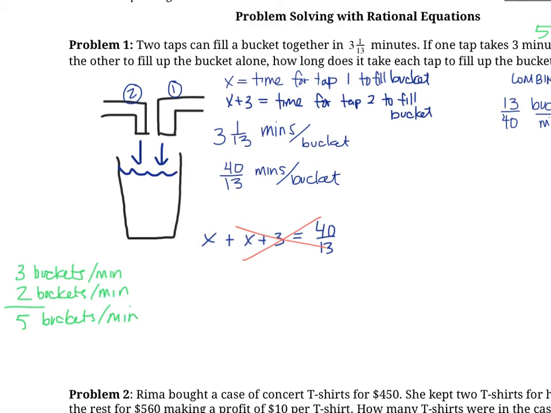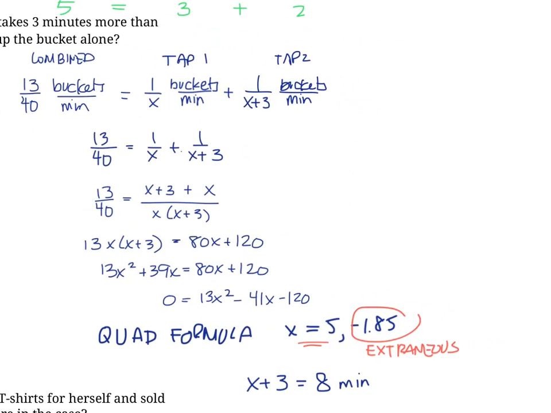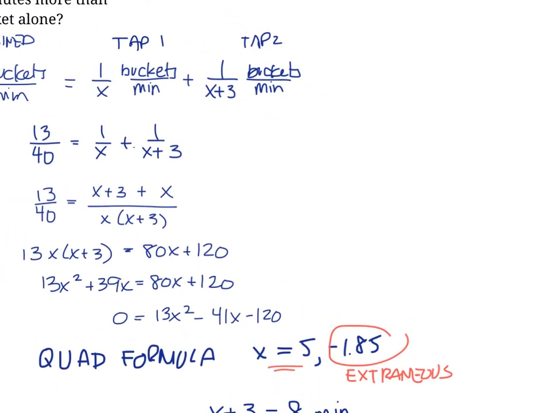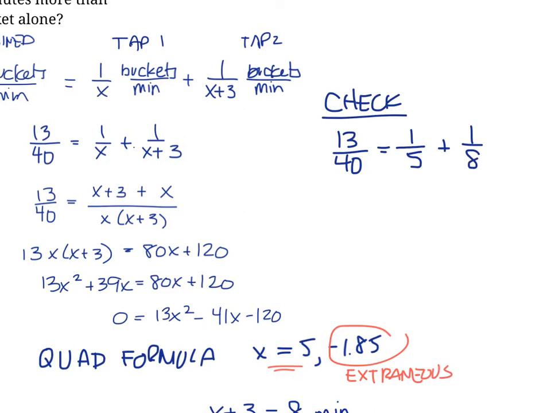We can also check our answers by plugging it back into our equation, right? So if we look at what this equation is up here, remember this is our equation in terms of buckets per minute. So if we plug it back into that equation, we can very quickly check if we're right. So let me call this the check actually. 13 over 40 is going to equal 1 over 5 plus 1 over 8, right? And does this end up working out? If you do the math, you can find your common denominator, or you can just use your calculator to do it, but it does end up being 13 over 40.